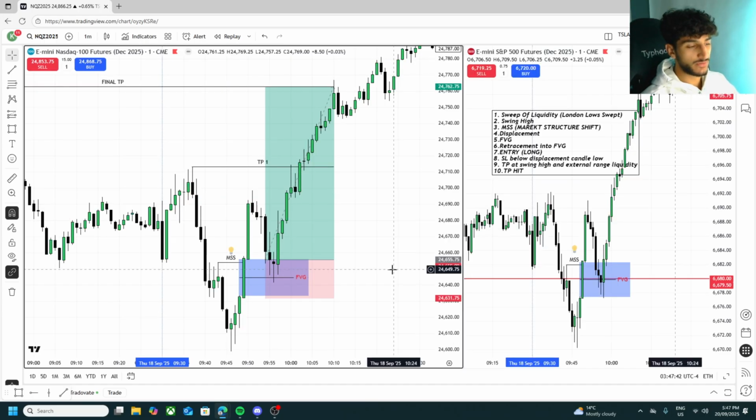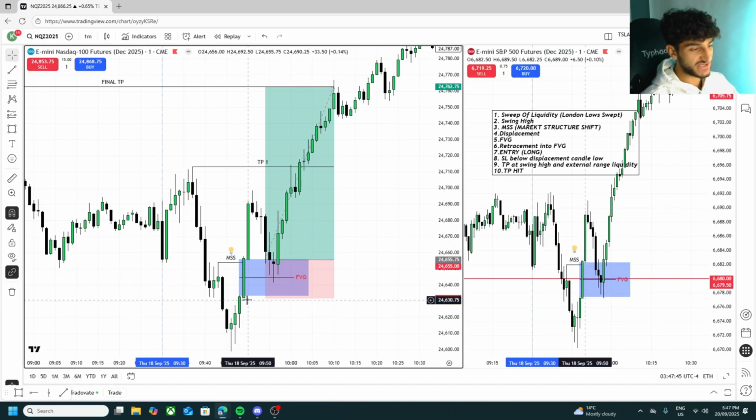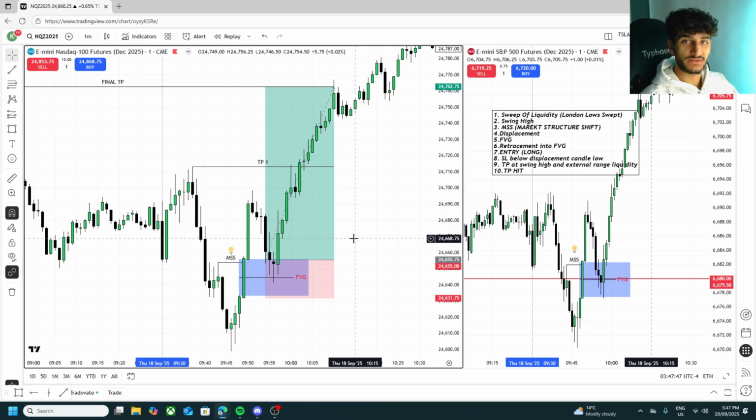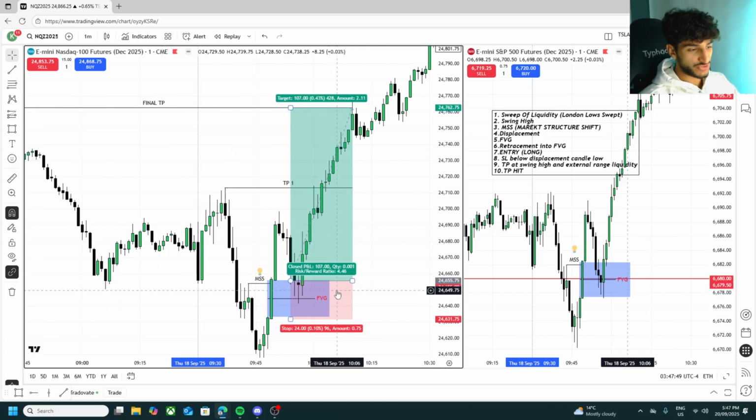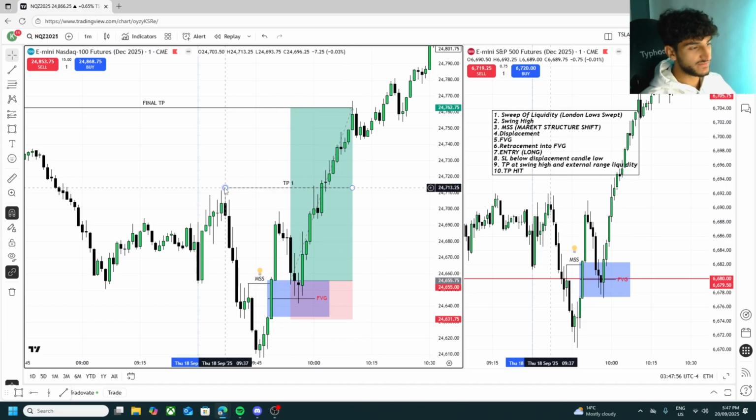Now in this scenario, I'm only risking 24 handles below this displacement candle's low, and that is an absolute valid stop loss. And obviously I'm just risking 24, which is less than 30 handles, which is our max risk per trade. And our take profit is going to be definitely at this swing high right here. Very obvious, very clean take profit.